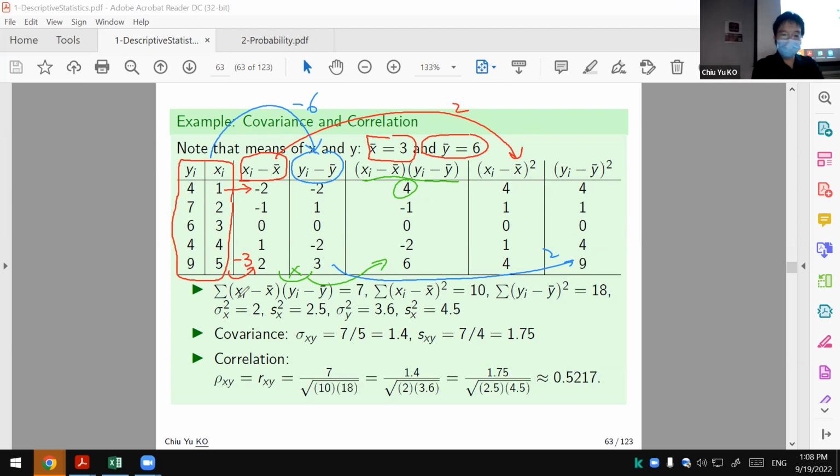And the first element is 7, adding up everything there. The summation of xi times yi. Remember, this is the numerator for the covariance measure. If you divide by n, that gives you the population version of covariance. If you divide by n minus 1, that gives you the sample version. Now the remaining part is to calculate what we call the correlation coefficient.